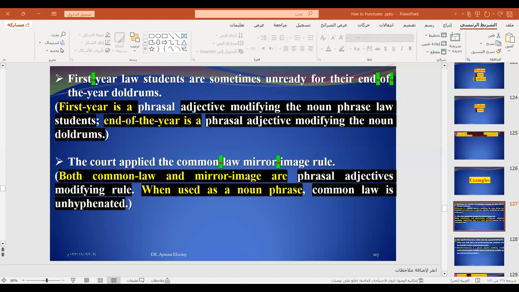A court applied a common-law, mirror-image rule. Both common-law and mirror-image are phrasal adjectives modifying rule when used as a noun phrase. Common-law is hyphenated.